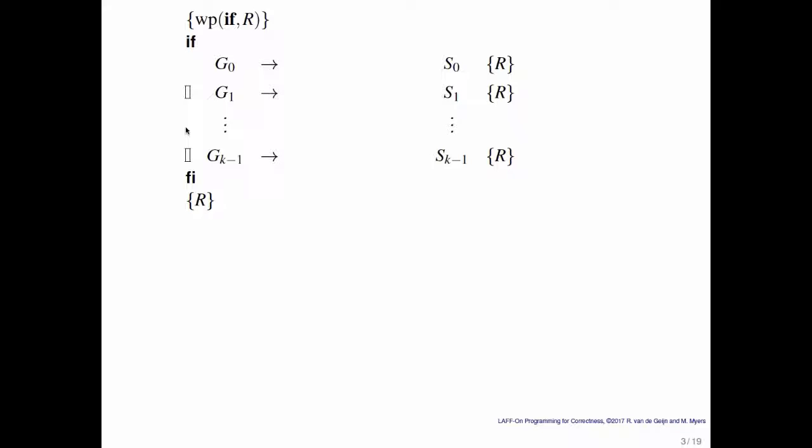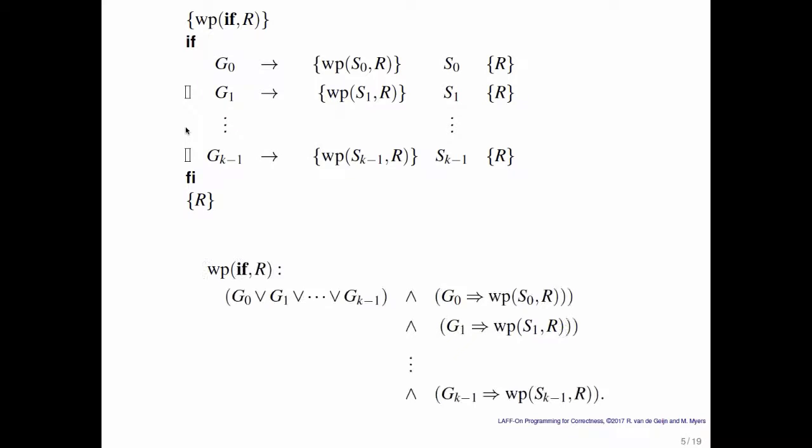Now, what else do we know? Well, we know that if a command or statement is executed and is to leave us in a state where R is true, then we must be in a state where the weakest precondition is true. So we know that just before a typical statement, the weakest precondition of that statement leaving us in a state where R is true must be true. And this now sets us up to define what the weakest precondition of the if command is.